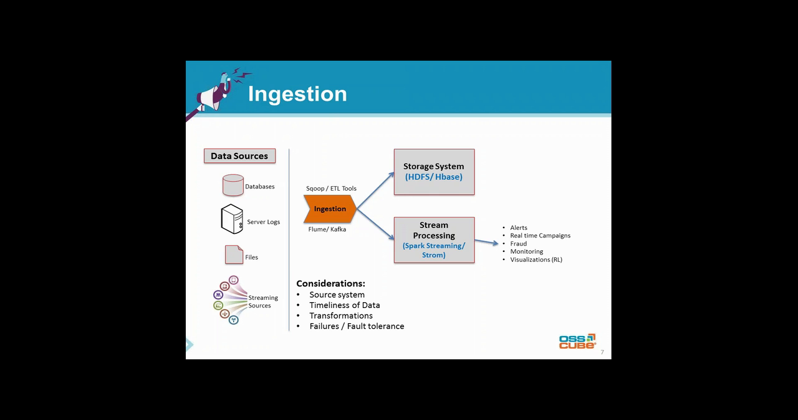Timeliness of the data. Do you want the data immediately? Then use either Flume or Kafka, which can pick up the event in real time and then send it into one of the processing systems. Then failures or fault tolerance. From batch oriented to real time, we are clear. For batch, you go for either a commercial ETL tool or Sqoop, or if it is real-time processing, then Flume and Kafka.